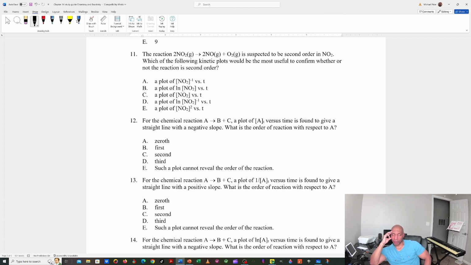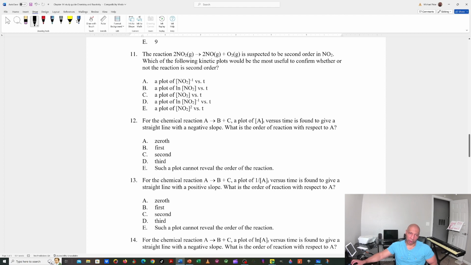Okay, the reciprocal. If you suspect it's first order, you graph the natural logarithm of the concentration of that reactant versus time. If you get a straight line with a negative slope, then it would be, of course, first order. If it's zero order, you just graph the concentration, right? So let's say a plot of NO2 to the negative 1 versus time. That of course is a reciprocal, the fact that I have that -1 right there. So that means I have 1 divided by my NO2 concentration, which is the reciprocal. So that would be the right answer, right?